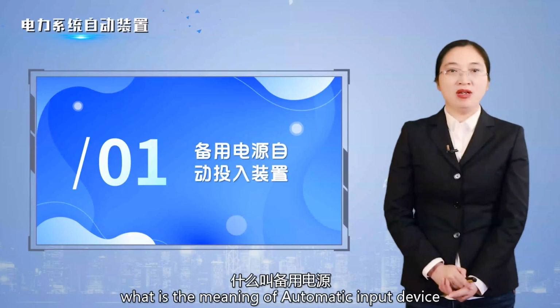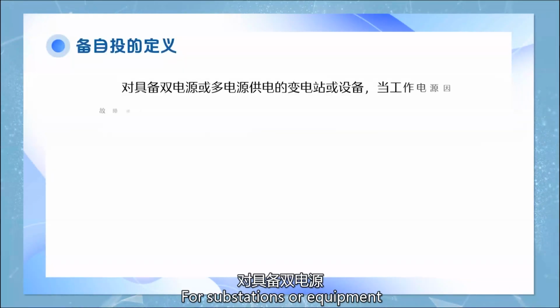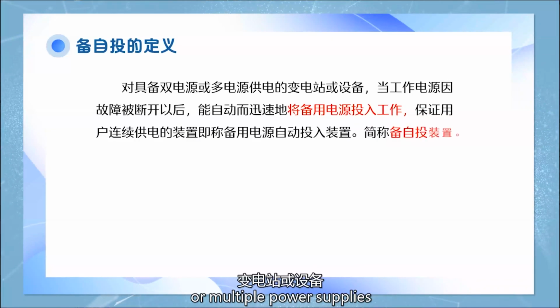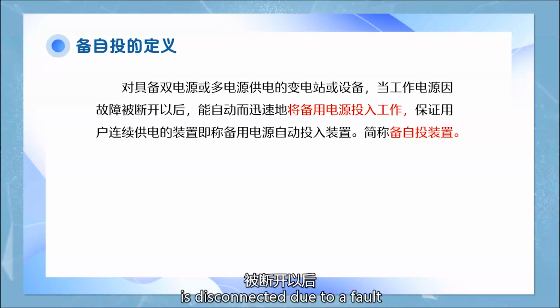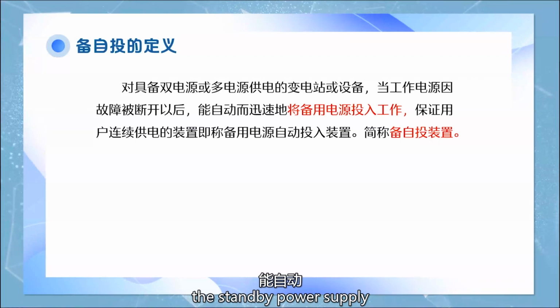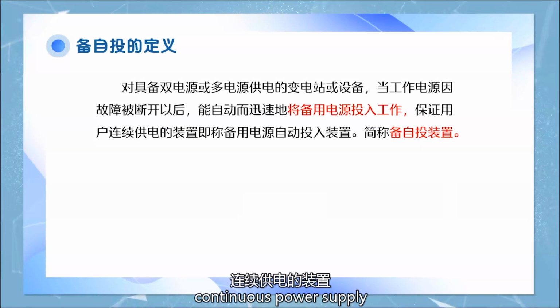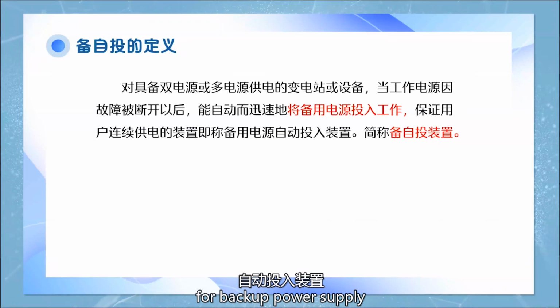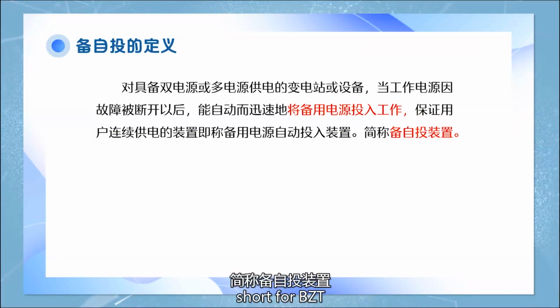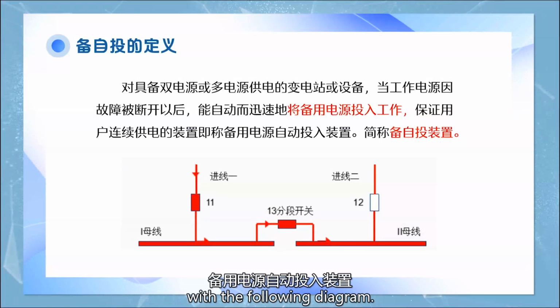What is the meaning of the automatic input device for backup power supply? For substations or equipment with double or multiple power supplies, when the working power supply is disconnected due to a fault, the standby power supply can be automatically and quickly put into operation to ensure continuous power supply to the user's device, which is known as the automatic input device for backup power supply, short for BZT. Let's briefly introduce the BZT with the following diagram.